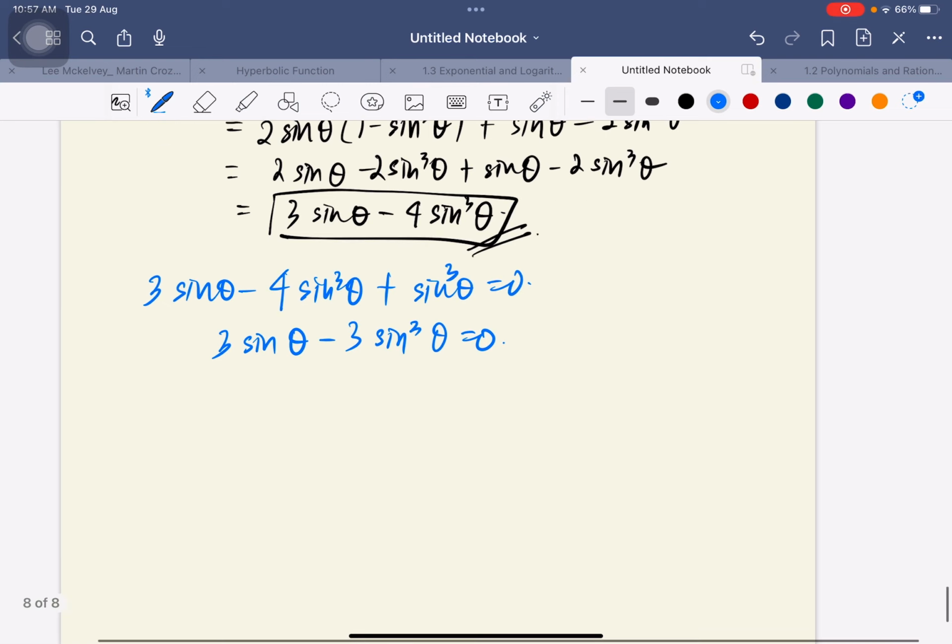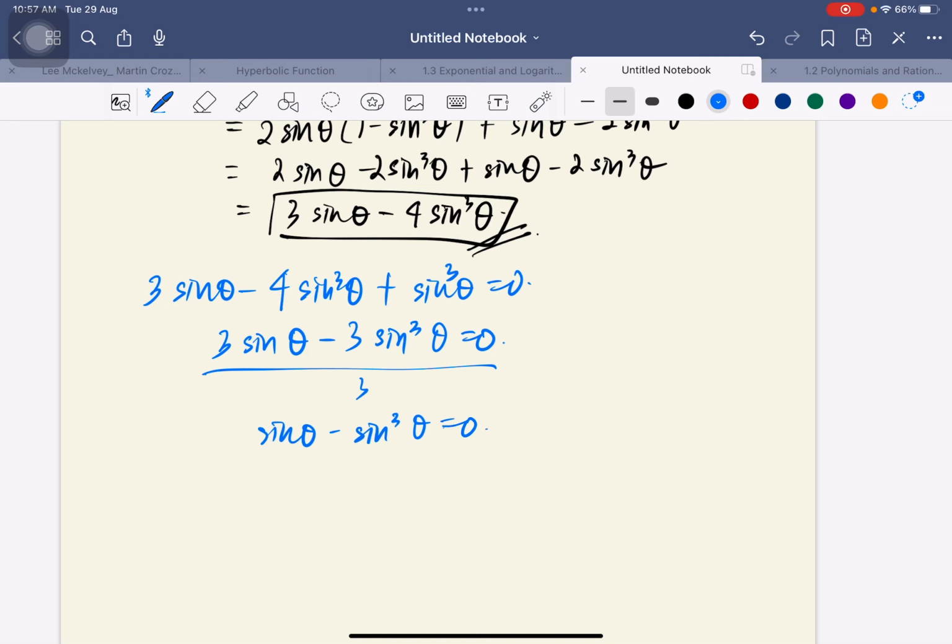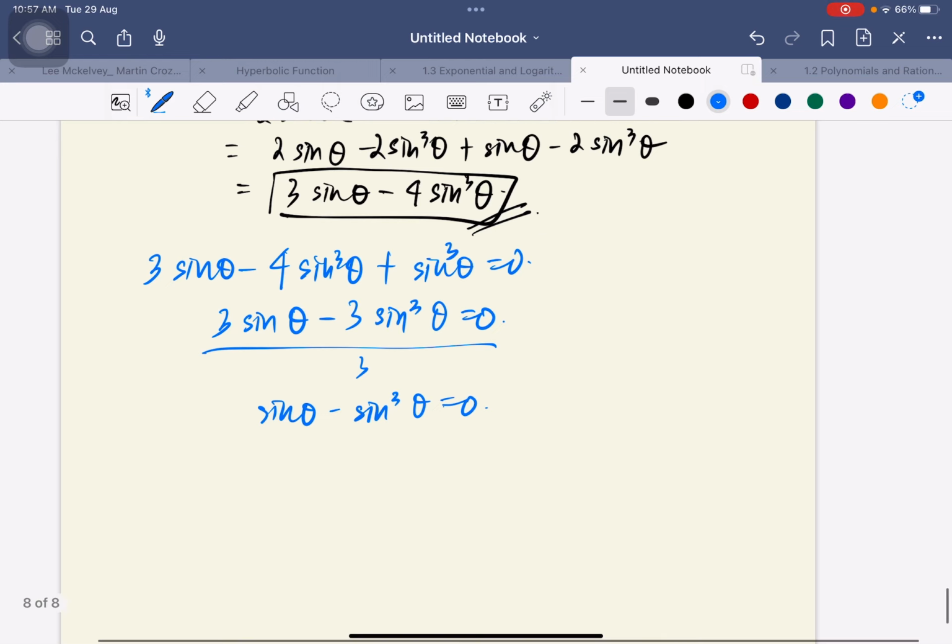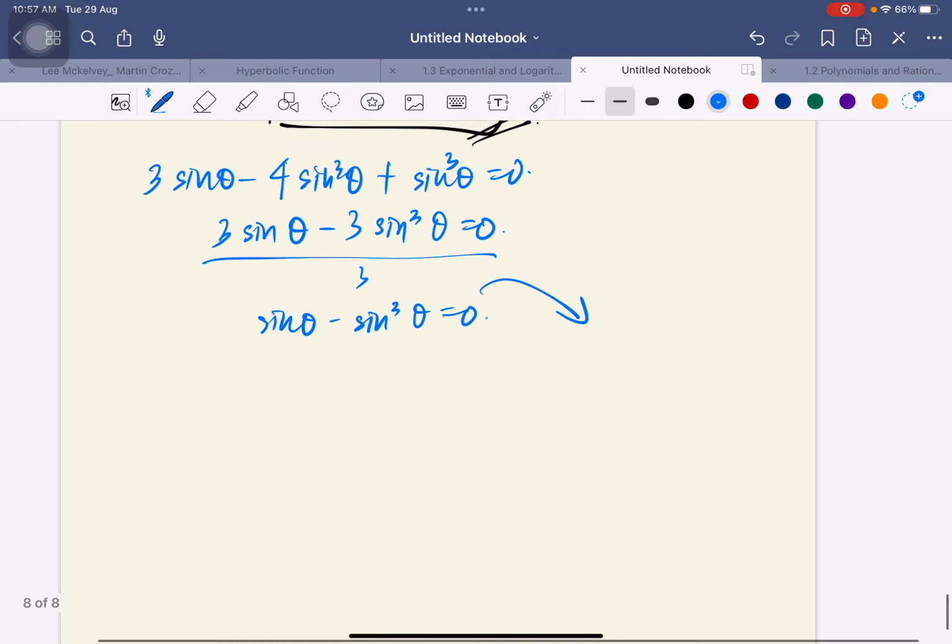Okay, and I'm just going to divide everything by 3. Okay, sin theta minus sin cube theta, more easier for us to do it. Okay, and I'm going to show you one very common mistake by students, because they always do this in exam, which makes them get penalty and deduct their marks, to not get full marks.